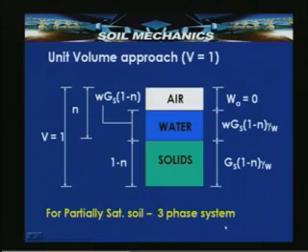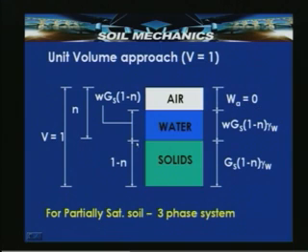Let us consider the unit volume approach, V equal to 1, for a partially saturated soil, a 3-phase system where there are solids, water and air. On the right-hand side you are seeing the weights, on the left-hand side you are seeing the volumes. When we set the total volume as 1, the weight of solids is deduced as Gs into (1 minus n) gamma w, and the weight of water is the weight of solids into water content, so w times Gs into (1 minus n) gamma w, and the weight of air is assumed to be 0.